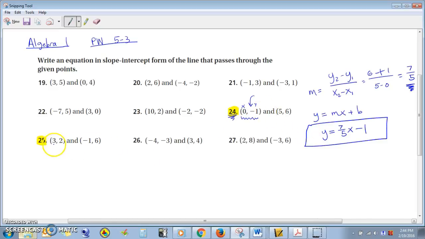For 25, we're not so lucky. We don't have the y-intercept given to us as one of our points. But that's okay because we'll still be able to figure this out. Still need to find our slope.